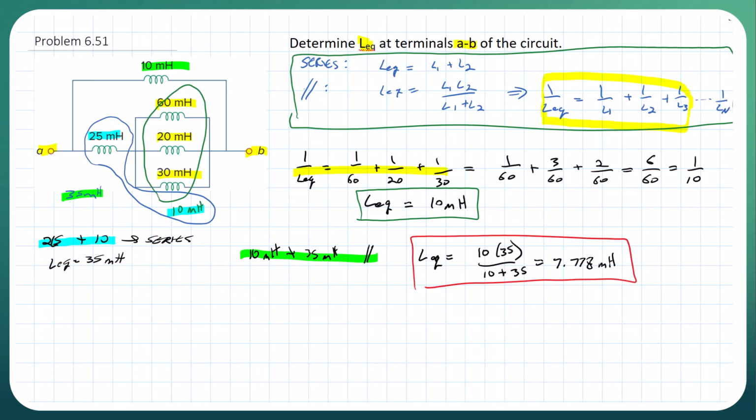So our L equivalent for this circuit is going to be 7.778 millihenries. And again, it's just a matter of taking it step by step and working our way backwards by combining series and parallel patterns using the characteristics of inductors.